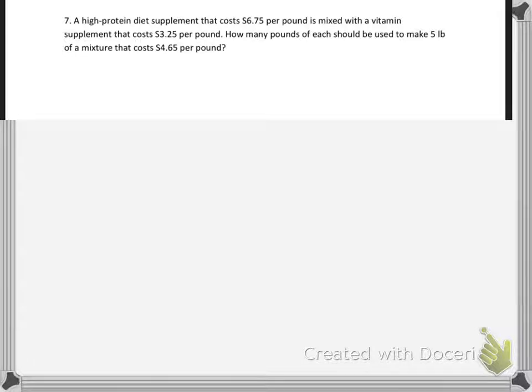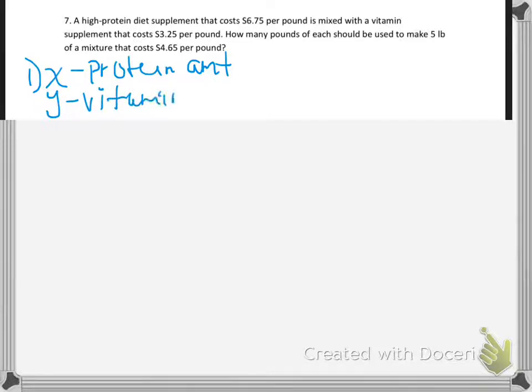This word problem is similar. Step 1 still says identify your variables. So for the heck of it, we'll just use x and y. A high protein supplement that costs $6.75 per pound is mixed with a vitamin supplement that costs $3.25 per pound. So x is going to have to be my protein, or the amount of protein really, right? So I'll say protein amount, and then the y will be the vitamin amount.